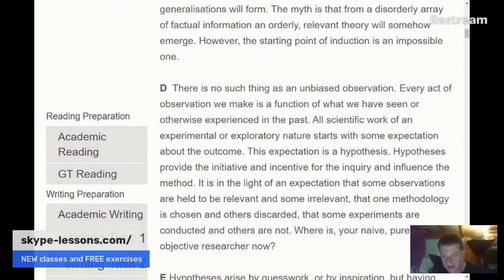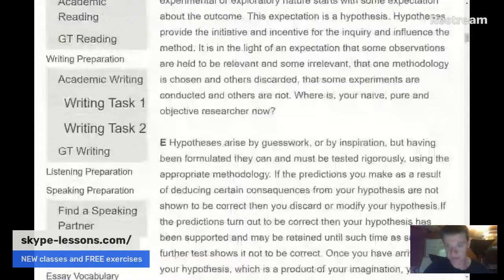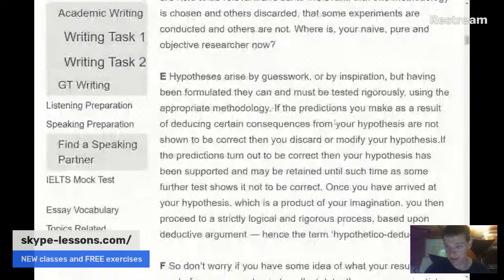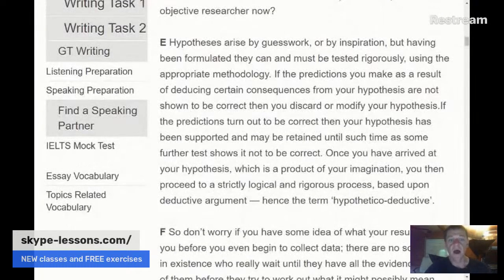It is in the light of an expectation that some observations are held to be relevant and some irrelevant, that one methodology is chosen and others discarded, that some experiments are conducted and others are not. Where is your naive, pure and objective researcher now? So you can see he thinks there's no such thing as an unbiased observation, and that's why he's arguing against the inductive method. Okay, let's keep going on to E. Hypotheses arise by guesswork or by inspiration, but having been formulated, they can and must be tested rigorously.